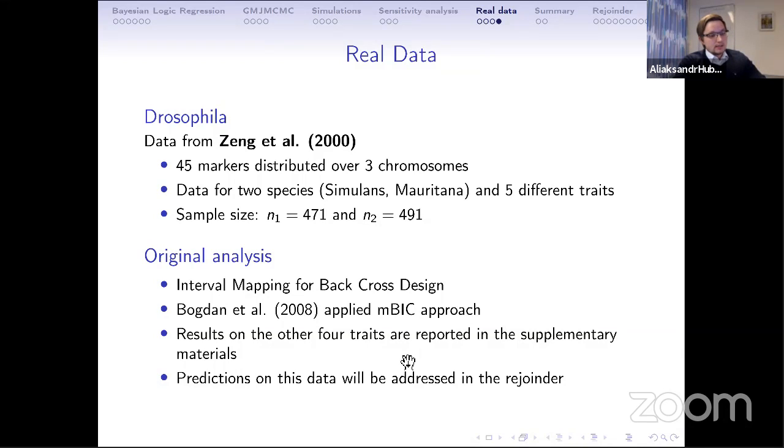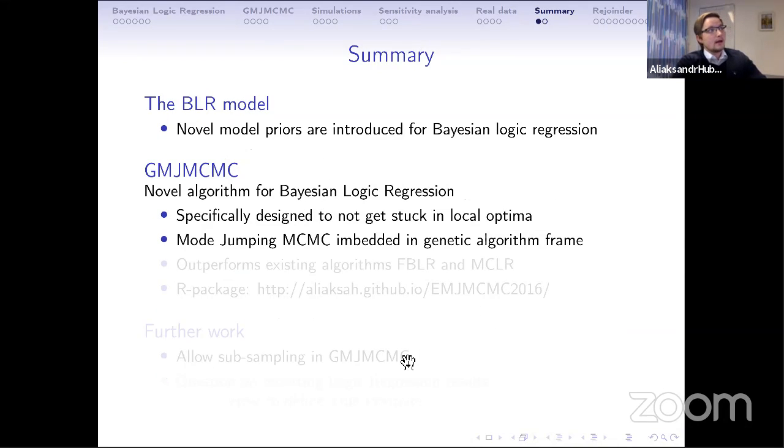We managed to detect several single markers as well as several strong epistatic effects on these data. And today in the rejoinder, we're going to address predictions based on these data a little bit later. But for the main part of the talk, I think we are ready to come to the summary.